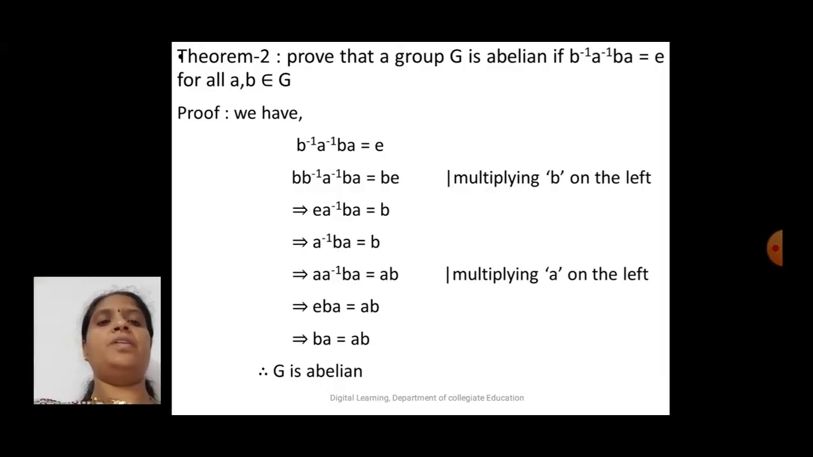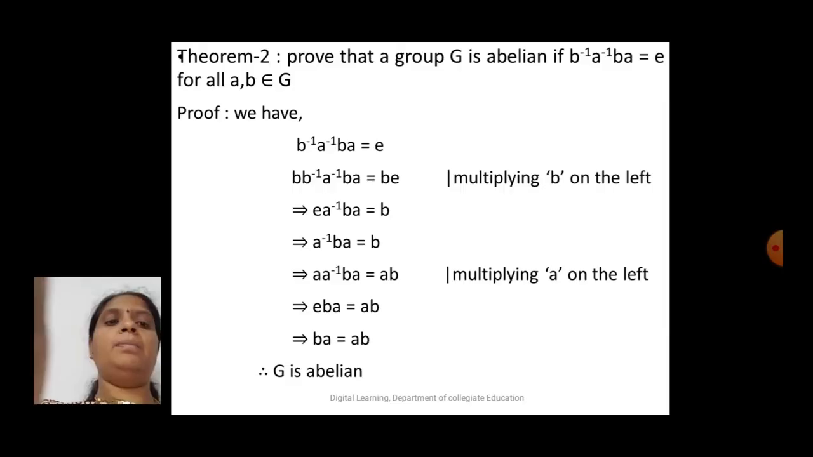So what is the operation we are doing for the first equation? B is multiplied on both the sides. Next, B and B inverse becomes E, right? B and B inverse means B into 1 by B, which is nothing but E. Then A inverse as it is, BA as it is, B into A, E becomes B. Then A inverse BA with the E becomes just A inverse BA, which is equal to B.